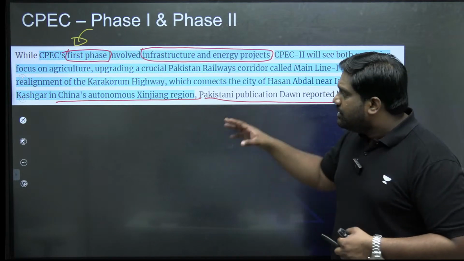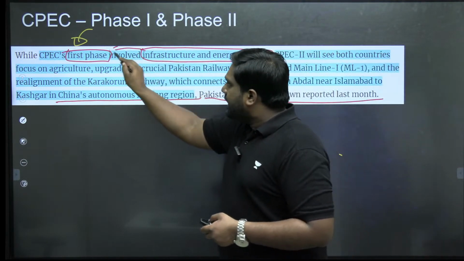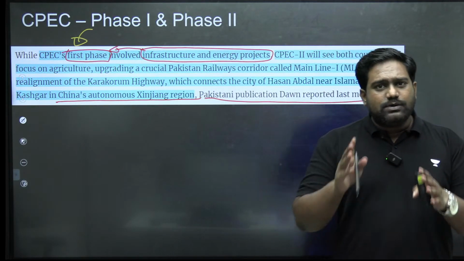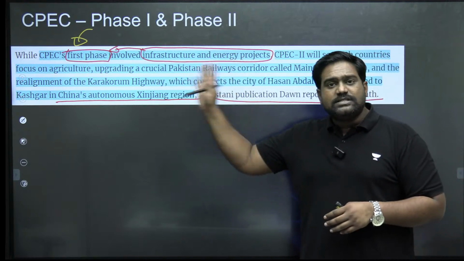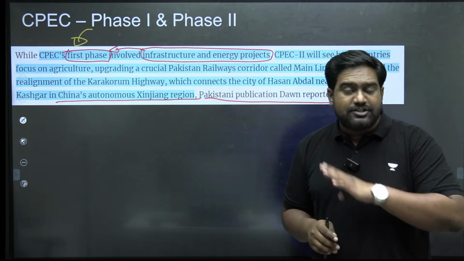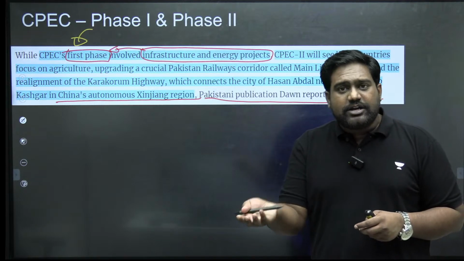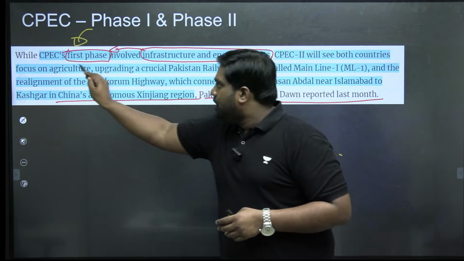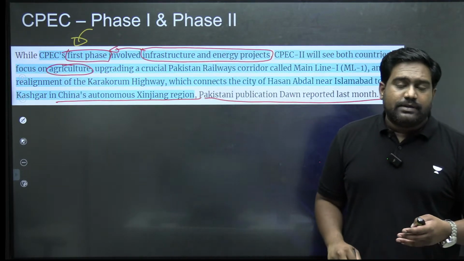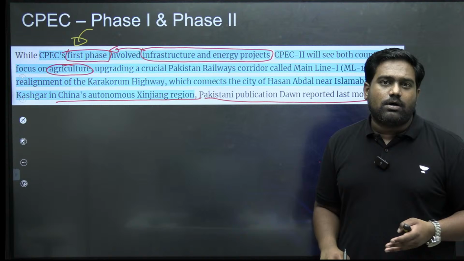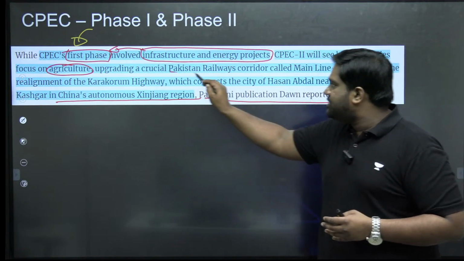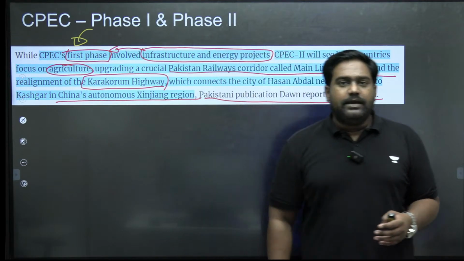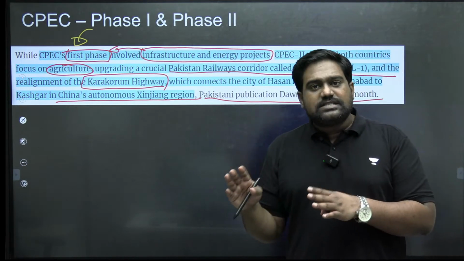If you look at phase 1, these priority projects for China were executed. China's priority was connecting with Gwadar and the Arabian Sea, so those necessary projects were executed, such as infrastructure and energy projects. Now Pakistan is trying to project as if there is a second phase, which covers agriculture, industrialization, establishment of SEZs, industrial corridors, and a few connectivity projects, such as a railway line, realignment of the Karakoram highway, etc. This is the Pakistani claim.